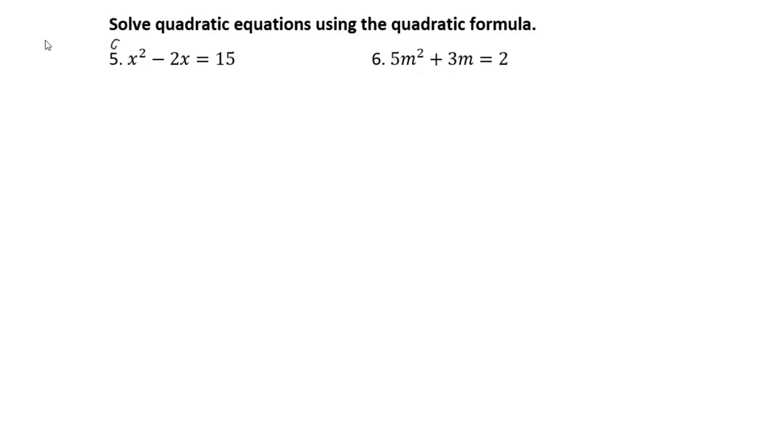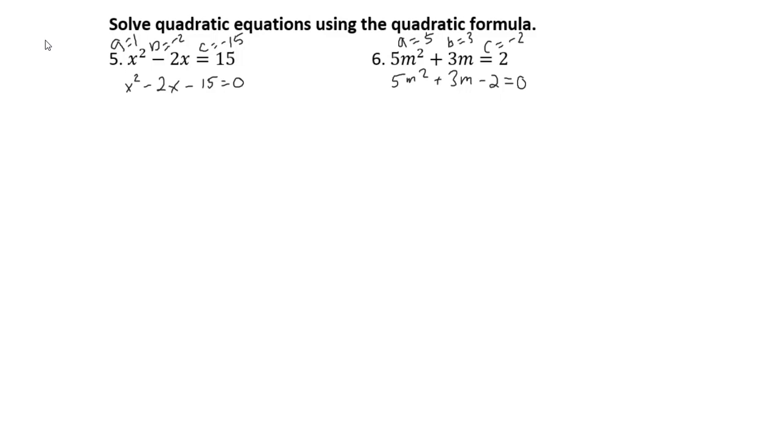So let's start by identifying a as 1. b here is negative 2. But if you see, this doesn't equal 0. So we need to make sure we put this as x squared minus 2x minus 15 equals 0. If you don't make that change, you're going to write c as 15. But you need to make sure it equals 0, so we can write c as negative 15. I'll go ahead and take this one over here as well and rewrite it as 5m squared plus 3m minus 2 equals 0, and we can identify a as 5, b as 3, and c as negative 2.